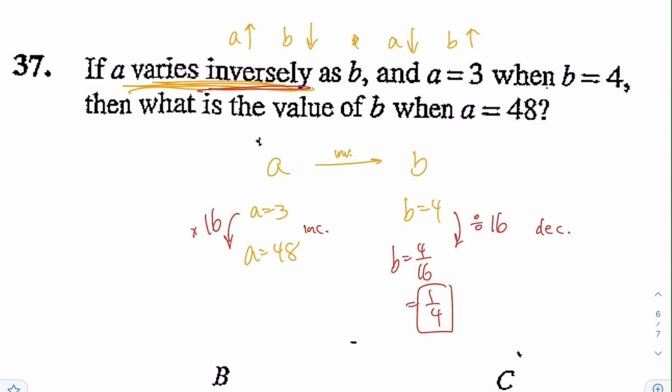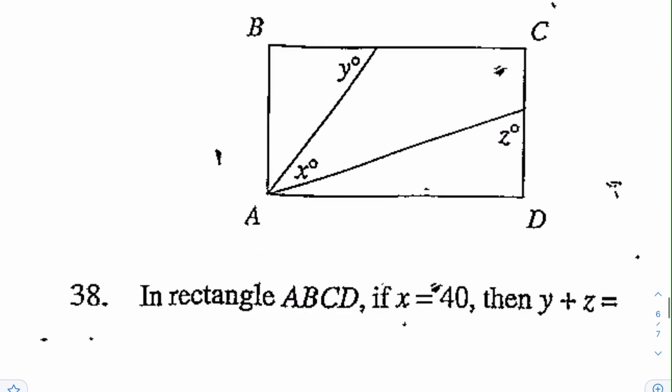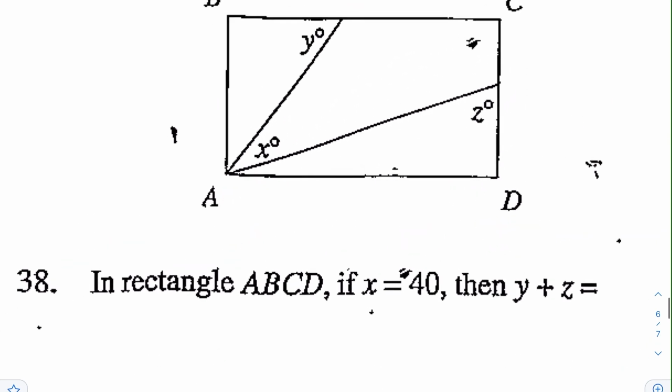So when you vary inversely, you have to be careful. A is equal to 1 over B times some constant K. So B is in the denominator here. This is an inverse relationship. So be careful, this is the opposite of directly related, or just a proportion. You can't use a proportion here. So just remember to do the opposite.